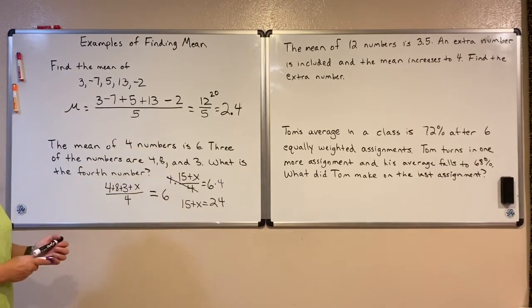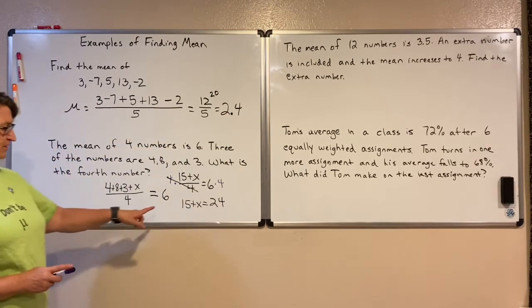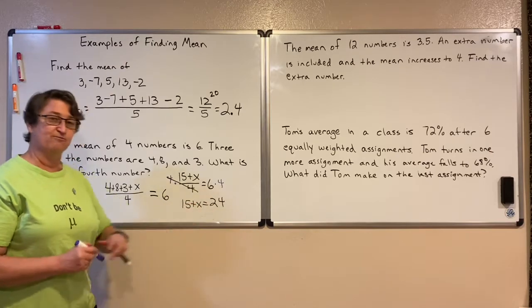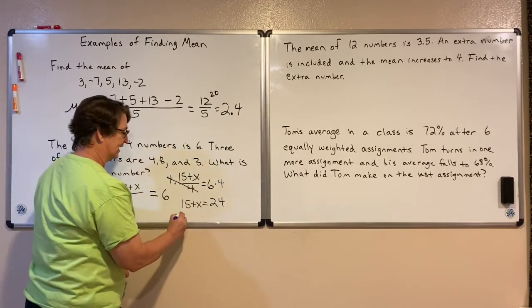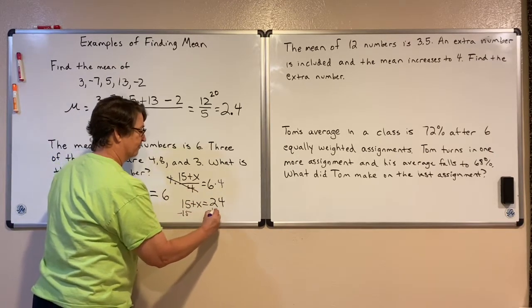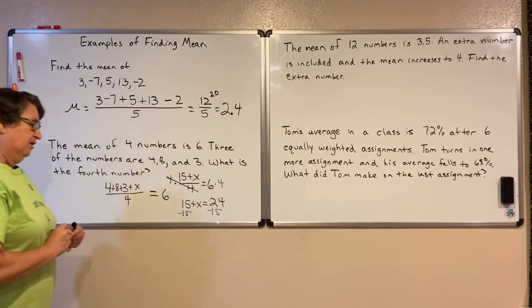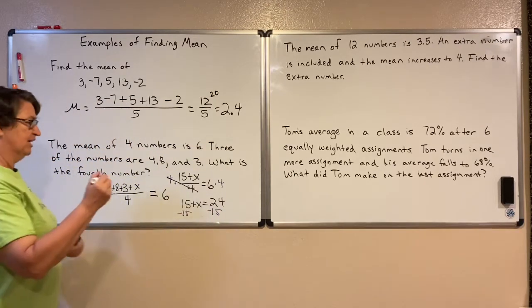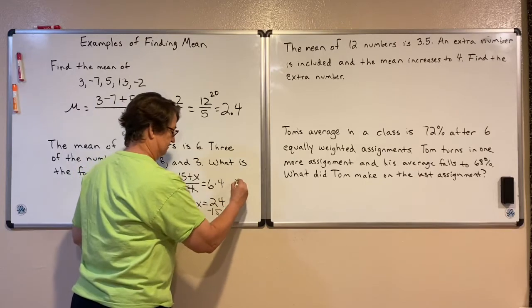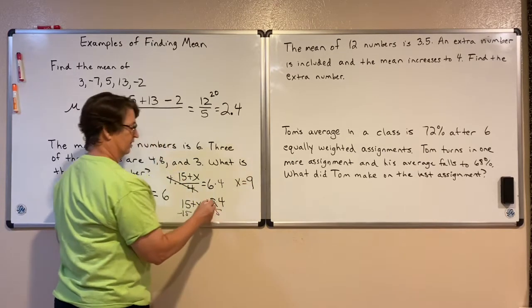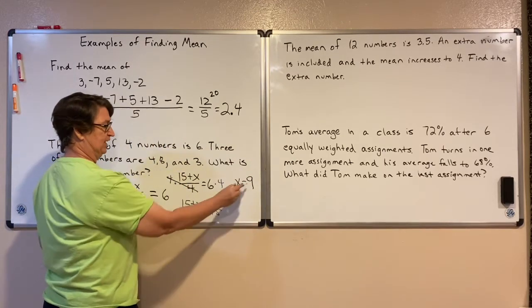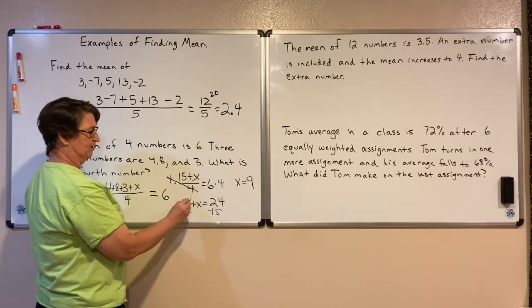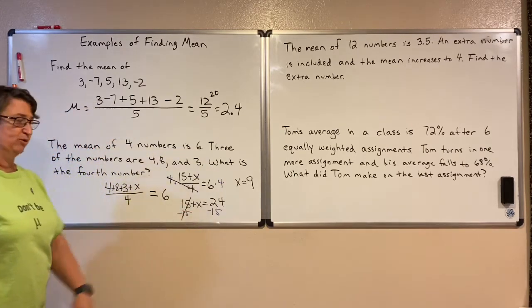Now I almost have X by itself. I just need to subtract 15 from both sides so that I can get X by itself. So X is equal to 9. 24 minus 15 is 9. In this case, 15 minus 15 became 0 and it left me with the X.